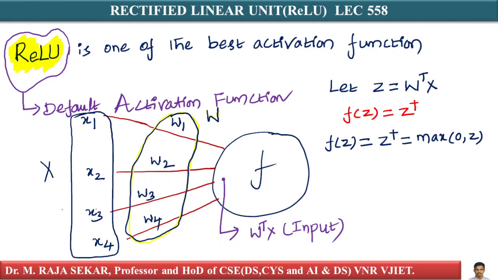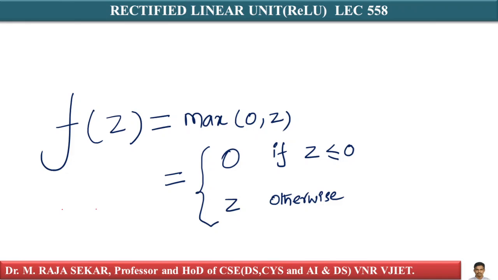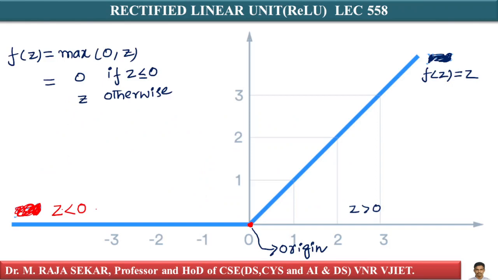It means this function will be 0. What is my function? This function will be 0 if Z is less than or equal to 0 and it is equal to Z otherwise, isn't it? And how does the function look like? On the x-axis I have values of Z. How does f of Z look like? F of Z looks like this for all the values which are negative.